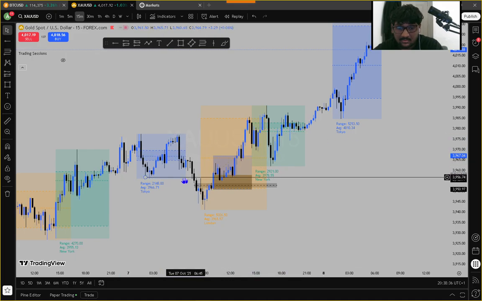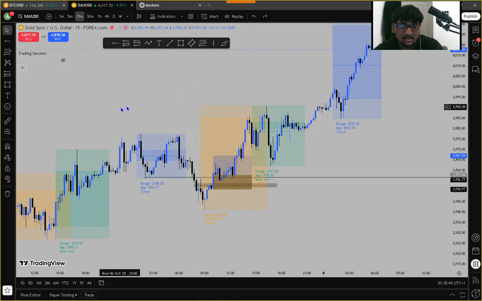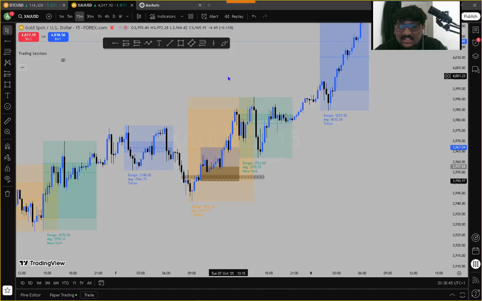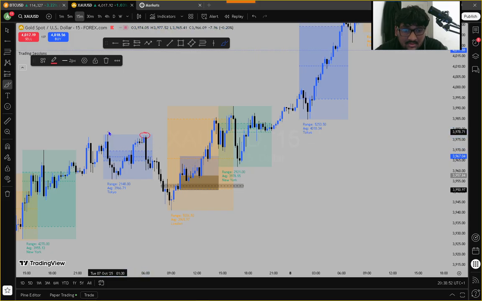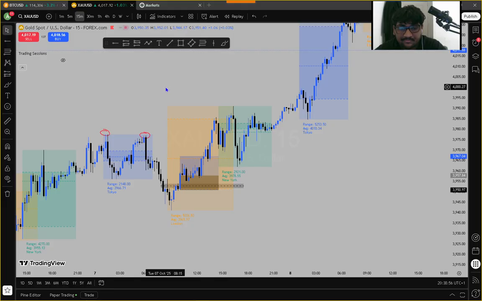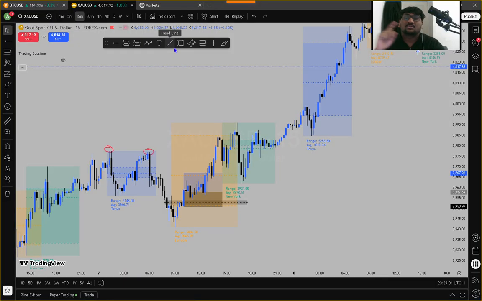Okay, let me remove this and this. But whenever we see liquidity, guys, for example, there's liquidity at this point over here, there's liquidity at this point over here. What's the market most likely gonna do? Reverse to the liquidity point, because as I told you in another video, market's always moving toward liquidity. That's it. It's always hunting people's stop losses.